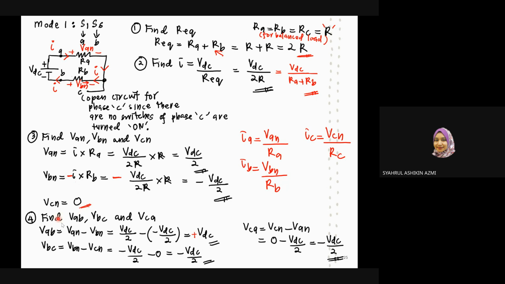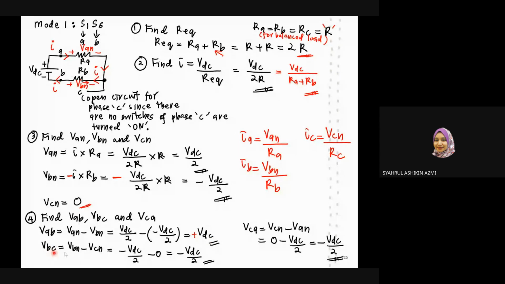Step number 4, you need to find your line-to-line voltages, VAB, VBC, and VCA. VAB equals VAN minus VBN. VAN from step number 3 is VDC over 2, minus VBN, which is negative VDC over 2. So negative becomes positive, and you get VDC for your VAB.